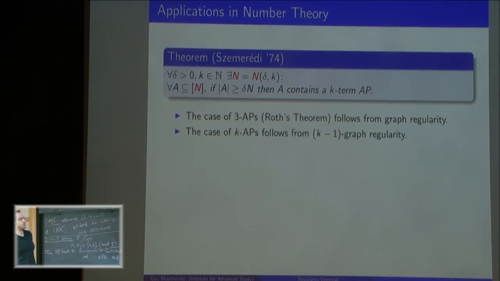In fact, what follows from the graph regularity lemma is the case k equals 3, but the general case for k-term arithmetic progressions for any k, for that you need a regularity lemma for hypergraphs. So what is a hypergraph? It's just a natural extension of graphs, where in a graph, every edge consists of two vertices, connects two vertices. In a k-graph, every edge consists of k vertices.